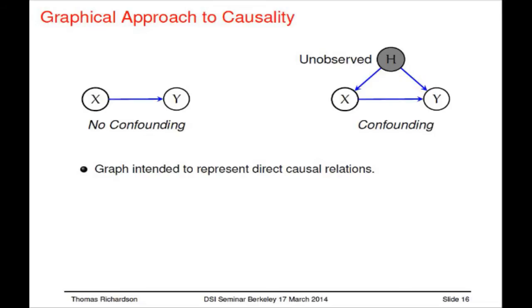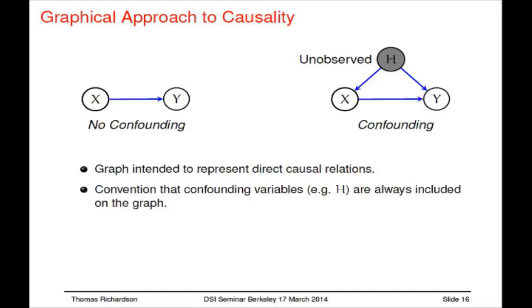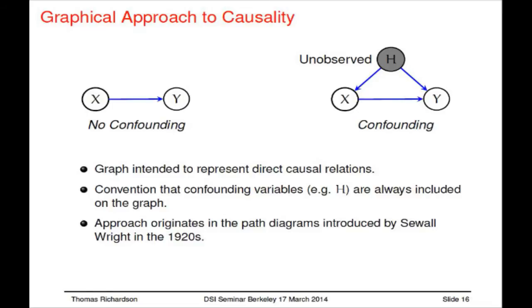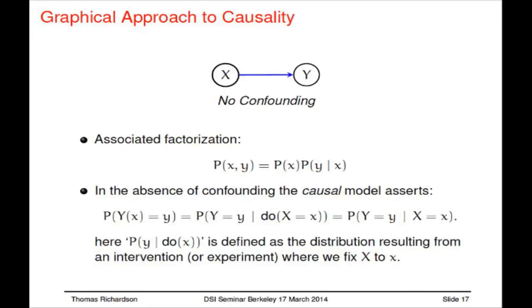I should say the graph is intended to represent direct causal relations. I've said that already. And just as the counterfactual approach goes back to Neyman's work in the 1920s, this approach goes back to path diagrams, which were introduced by Wright also in the 1920s. X points to y, x is a parent of y, y is a child of x. Okay, so here's the idea. If I write down this graph, I'm supposing that there's no confounder between x and y.